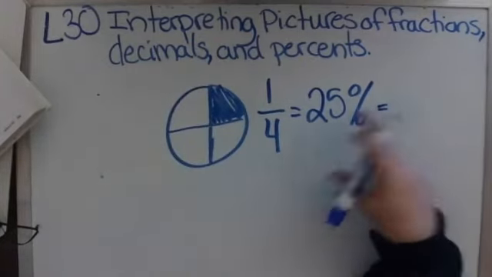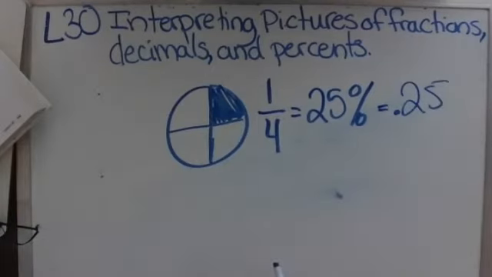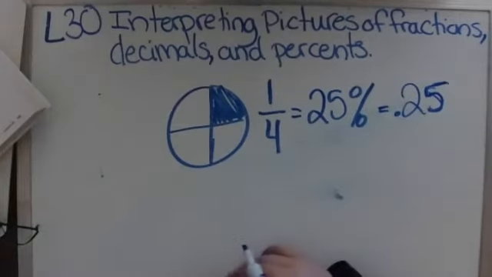Okay, when I'm taking this into a decimal form, I'm just taking the 25 and I'm putting a decimal in front of it. So as soon as you know what your percentage is, you know what your decimal is, because all you're doing is adding that decimal in front of it.